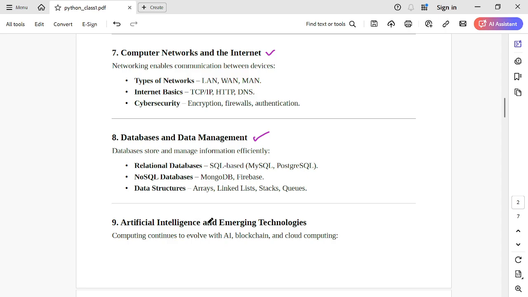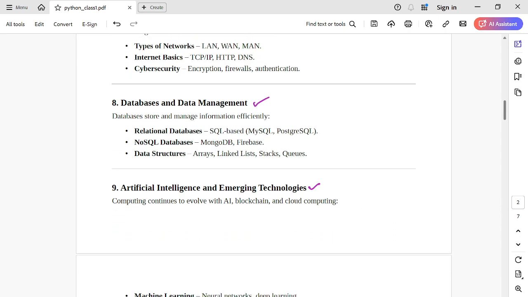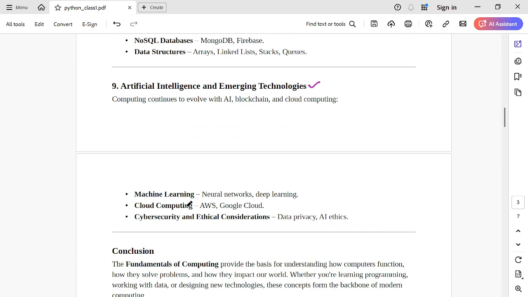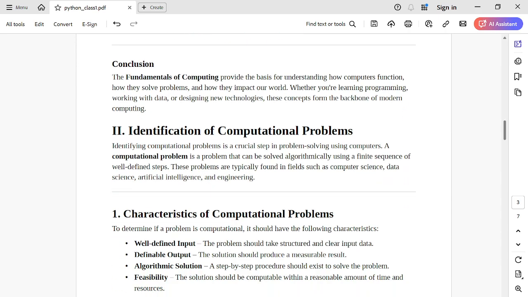Next comes artificial intelligence and emerging technologies. This is also based on computing and how it works. Computing continues to evolve in AI, blockchain, and cloud computing. Under artificial intelligence and emerging technologies, we have artificial intelligence, machine learning, cloud computing, and cyber security, and ethical considerations are also available. So, that's all about the fundamentals of computing, and this provides the basis for understanding how computers function and how they solve problems. Next, we will move on to the second topic, which is identification of computational problems.